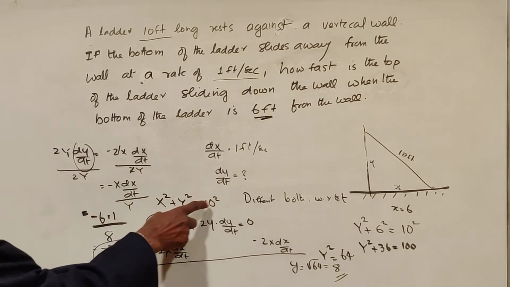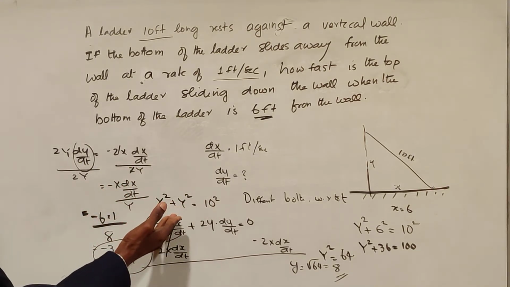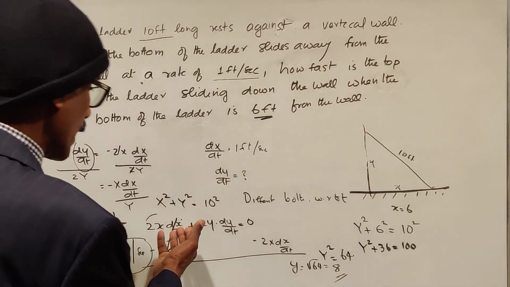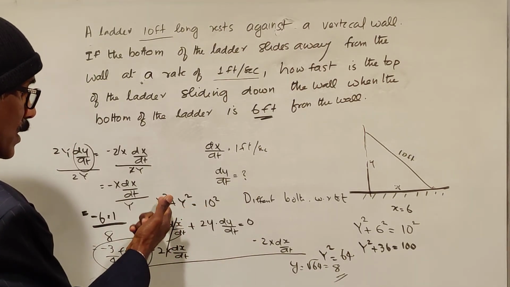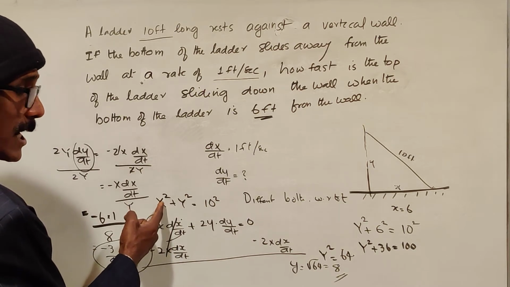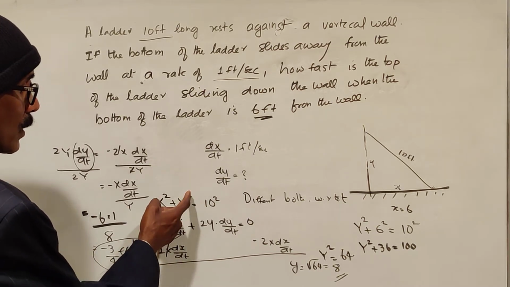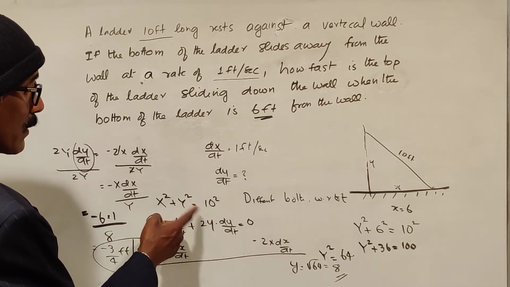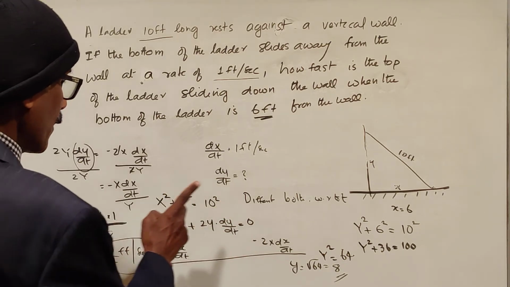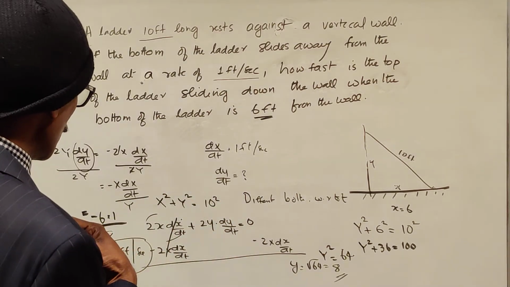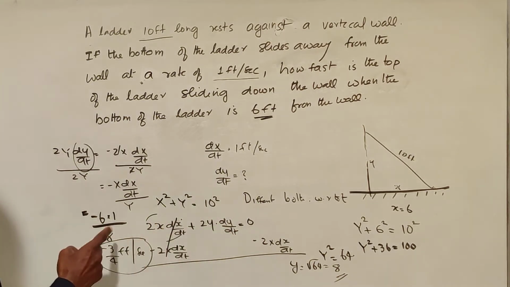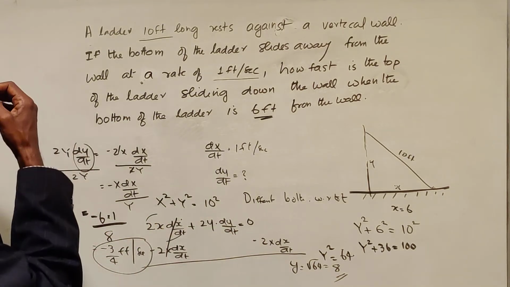x square plus y square is equal to 10 square. Where did you get that formula? It is the Pythagoras theorem. Derivative of x square is 2x, then chain rule dx by dt, plus derivative of y square is 2y dy by dt, equals 0. Then from here you need to find dy by dt.